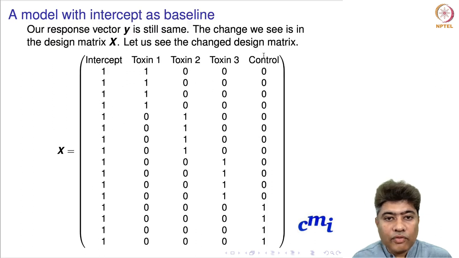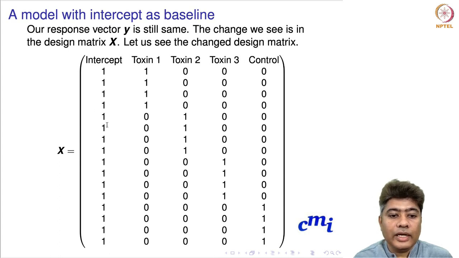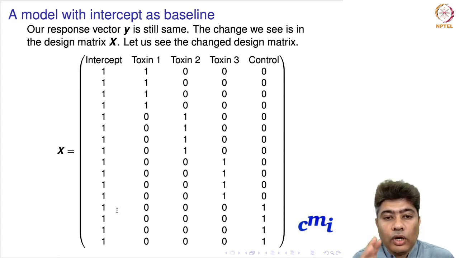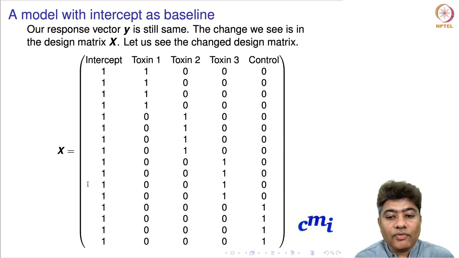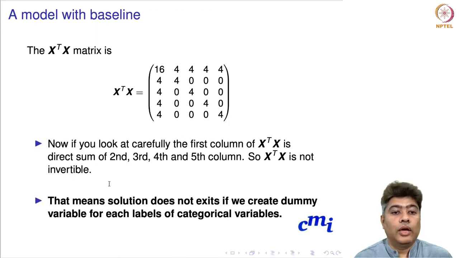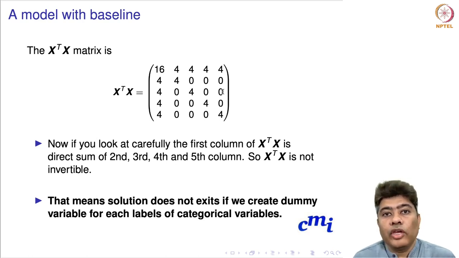If you see carefully, the first column is essentially the sum of the four columns. If you add the columns toxin 1, toxin 2, toxin 3 and control, you will get the intercept column. That is the problem. Your first column is fully dependent on the second, third, fourth and fifth. This is not a good thing, because you will get an X transpose X with the same problem. The first column of X transpose X is simply the sum of the other columns, and it is not invertible, so you will not have a unique solution.